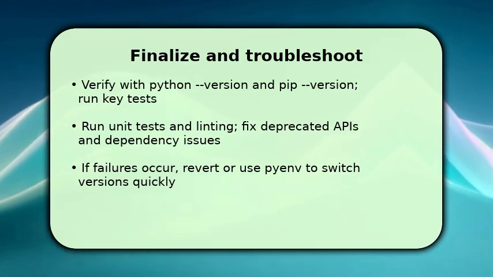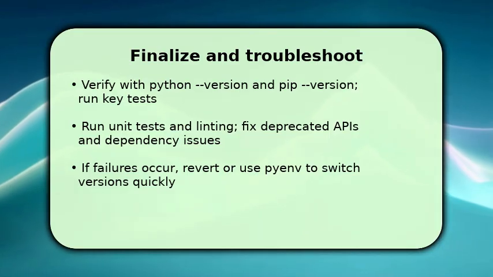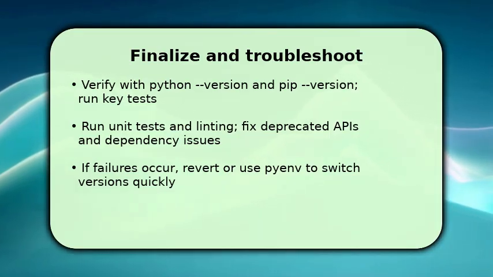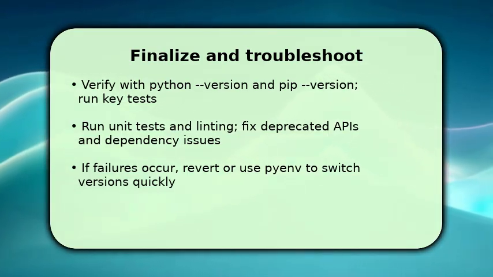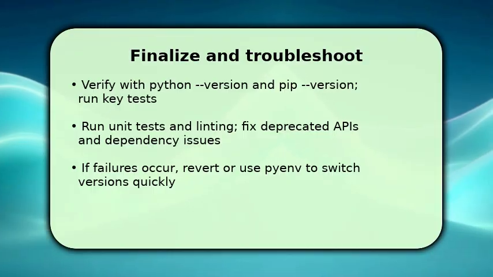If something breaks, switch back with pyenv or restore from your backup and compare dependency versions. One key troubleshooting tip: if packages fail to build, install missing dev libraries and rebuild wheels. That resolves most native extension errors.